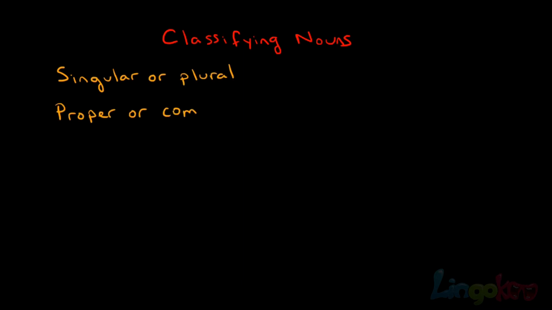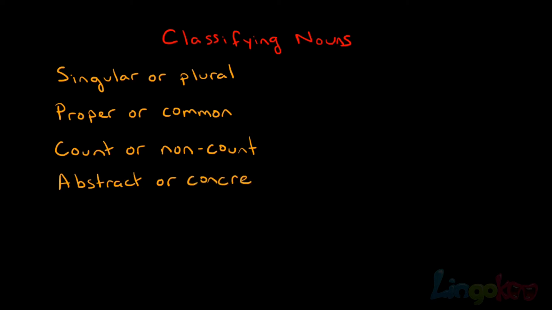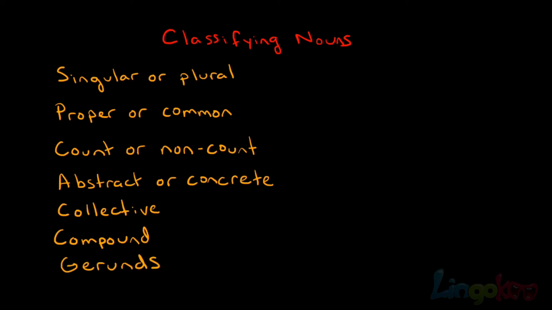Classifying nouns. We can classify nouns as being singular or plural, proper or common, count or non-count, abstract or concrete, collective, compound, or as gerunds. Now we're going to look at how to classify nouns as being either singular or plural. Singular meaning that you have one of something, and plural that you have more than one of something.